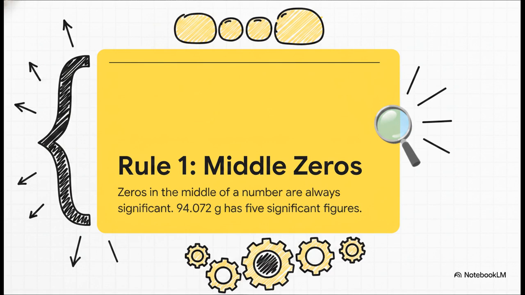They are always significant. If a zero is just sandwiched between other non-zero digits, it is unequivocally important to the measurement. For example, 94.072 grams. Because that zero is securely wedged right in the middle, it counts. That gives us a total of 5 significant figures for that measurement.